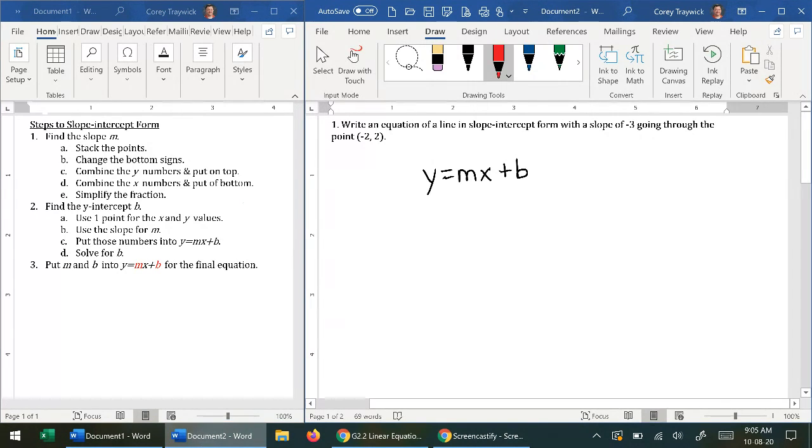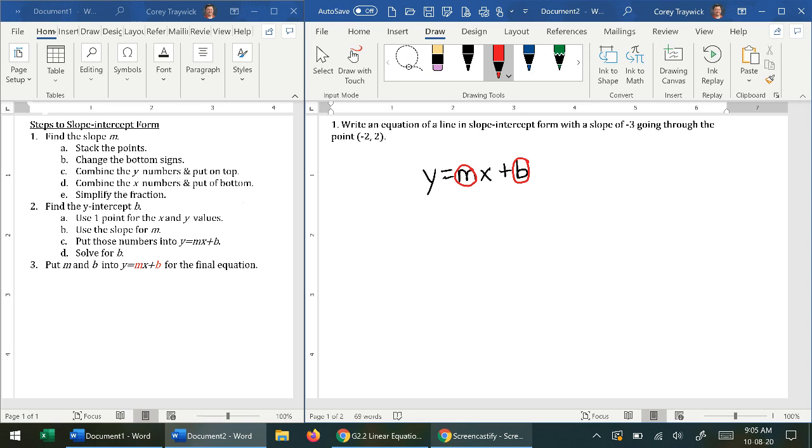Today, we're going to learn how to write an equation of a line in slope-intercept form when we're given the slope and a point, and when we're given 2 points. Slope-intercept form means that we have an equation that looks like this: y equals mx plus b, where we have a number in for m and a number in place of b. M stands for the slope, and b stands for the y-intercept.